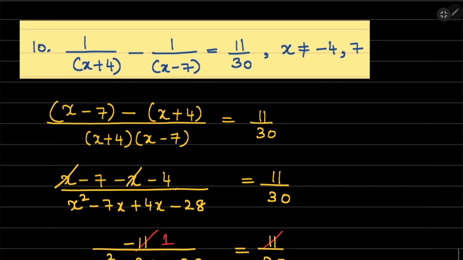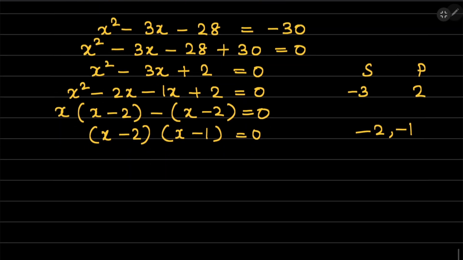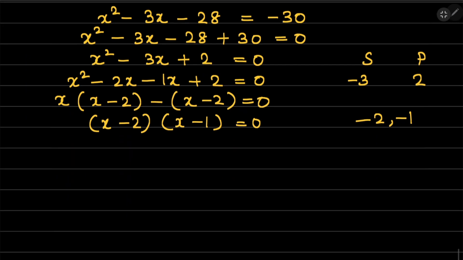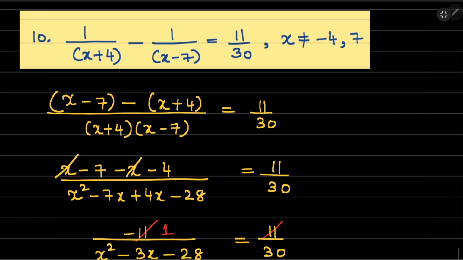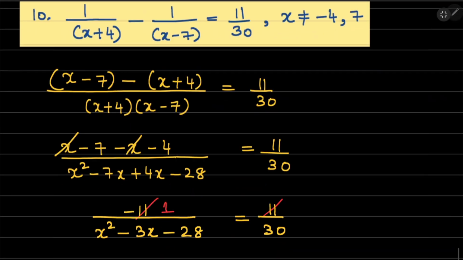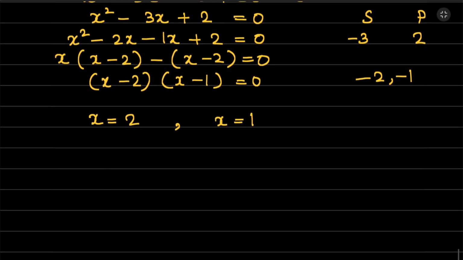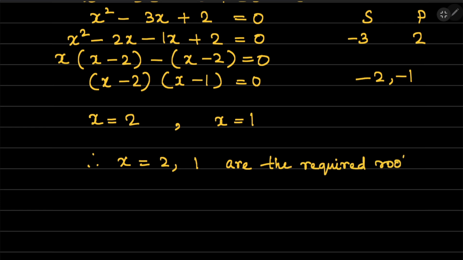In the question you are given x should not be minus 4 and 7. Let's see what you are getting. So here x is equal to plus 2, and x minus 1 equal to 0, which means x is equal to 1. What is the question giving? X should not be minus 4 or 7, right? So both these are the given roots. Therefore you can write x is equal to 2 comma 1 are the required roots of the given quadratic equation.